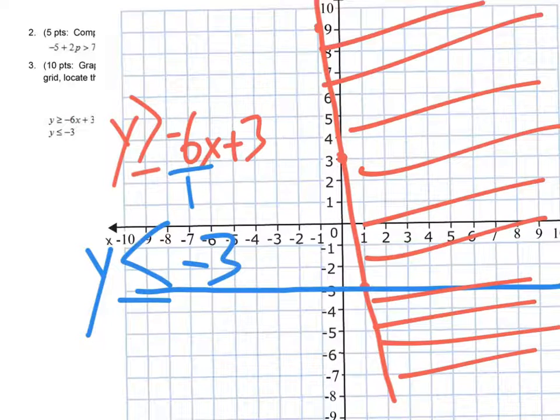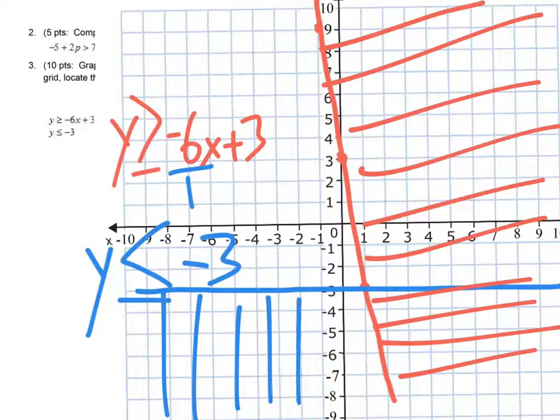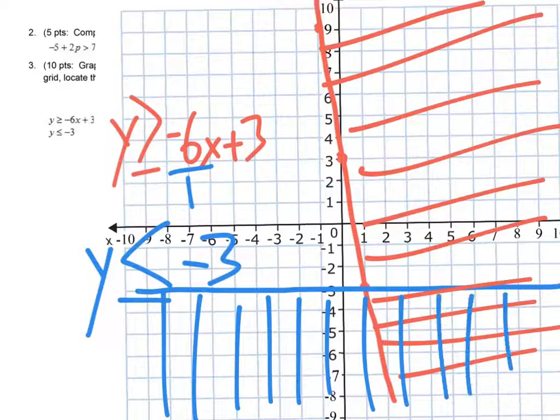And what about our blue linear inequality? It says y is less than or equal to -3. If y is less than -3 or equal to it, it's going to be smaller, so we're going to be shading down. And the solution is where it overlaps. This is where it overlaps. We'll write an S right there.